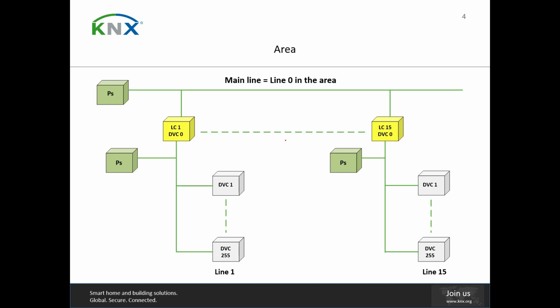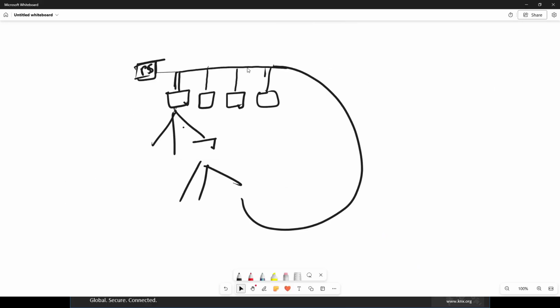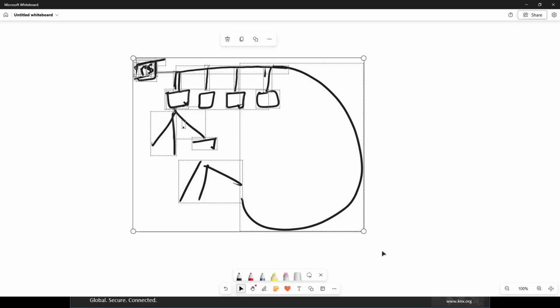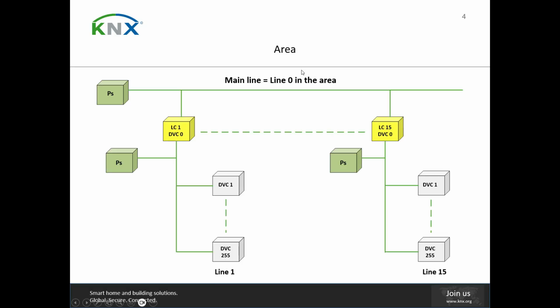Okay. So to make this simpler, first of all, I will explain the concept of individual address so that it's easier for you to understand the addressing when I am talking about it. Okay, so let's put it in a very simple way. So let's say we have a KNX individual address. So in KNX we have two types of address.